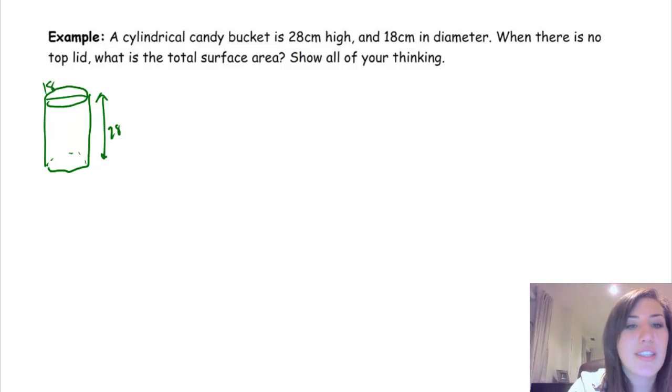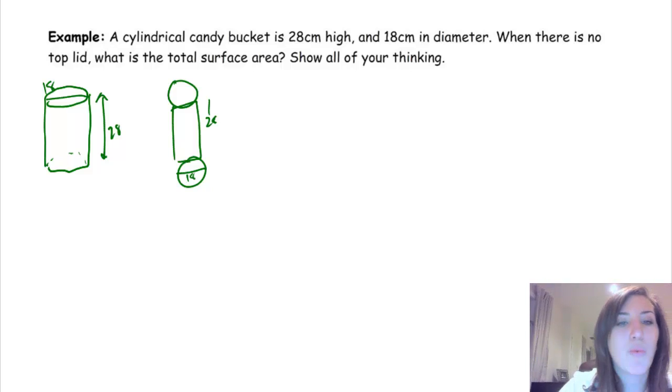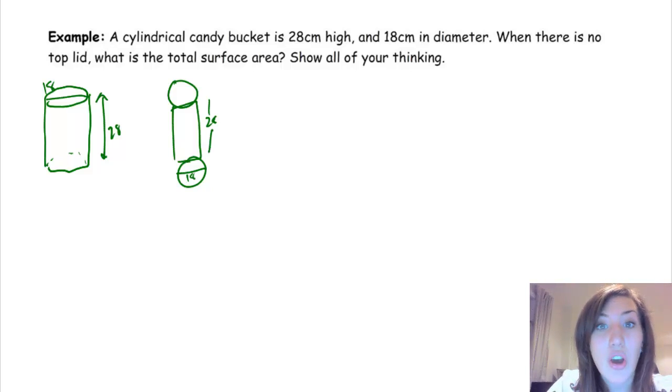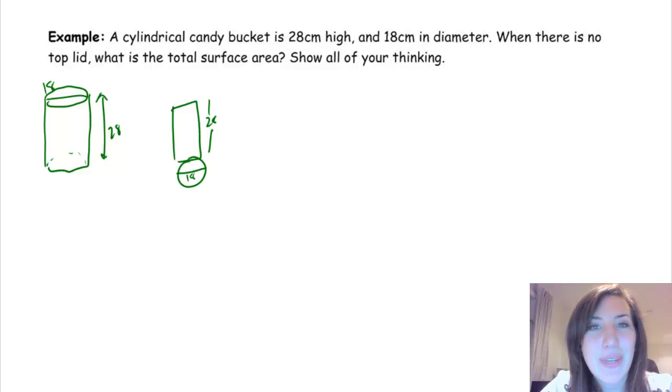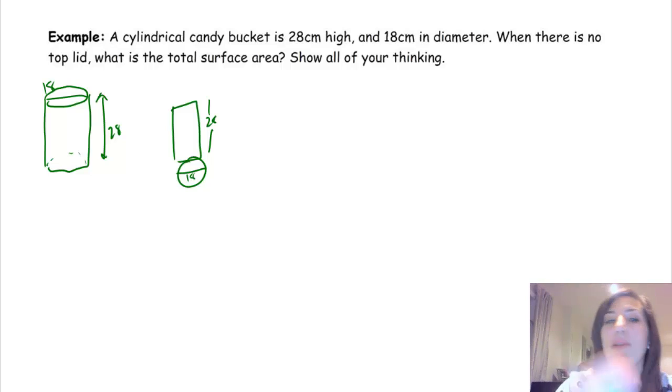So if we were to draw this as a net, we could draw it like this, and here's 18 and here's 28, but there's one problem. It says there's no lid. So we're going to take away the top circle because we do not have a lid that we need to be calculating the surface area for.